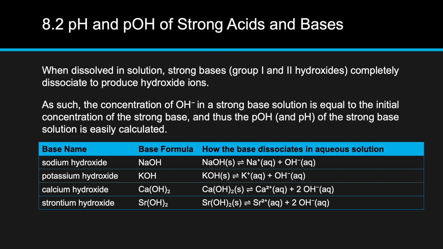The only key difference here between the acids and the bases is that with our strong bases, there are some that have different ratios than 1-to-1. So if you're looking at calcium hydroxide, strontium hydroxide, or barium hydroxide, you have to make sure that you're aware of the 2 coefficient in front of hydroxide when you're doing your calculations, or else you will be incorrect.